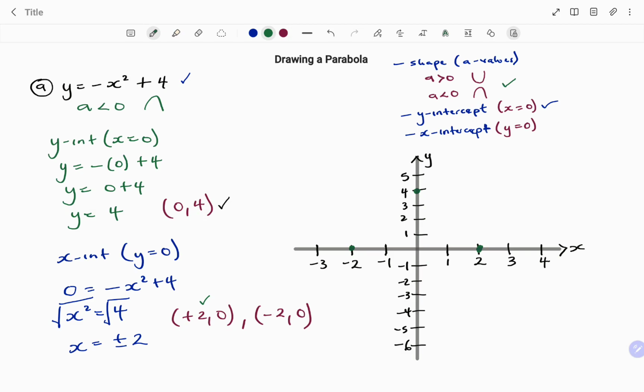Joining the points, remember, we said a parabola like this is going to have the sad face. So therefore, plotting the graph, we have it as shown, marking all our intercepts. We have minus 2, 0, we have 2, 0, and a turning point, that's 0, 4. Let's look at the next example.